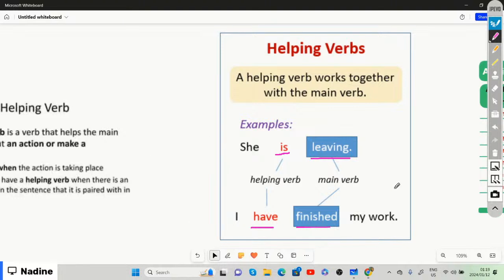So these are basically examples of helping verbs as well as the main verbs. And once again, we said that a helping verb works together with the main verb, and it basically helps the main verb to show the action within a sentence.